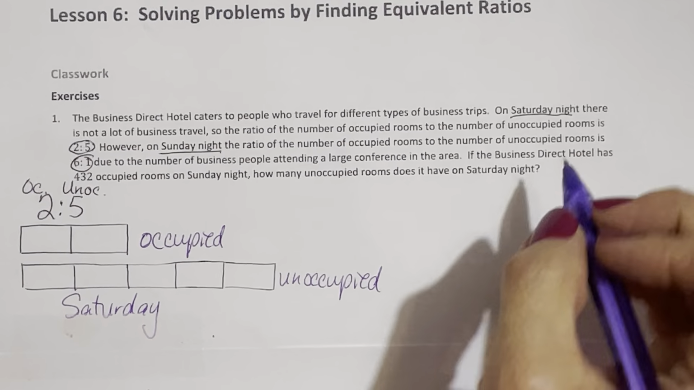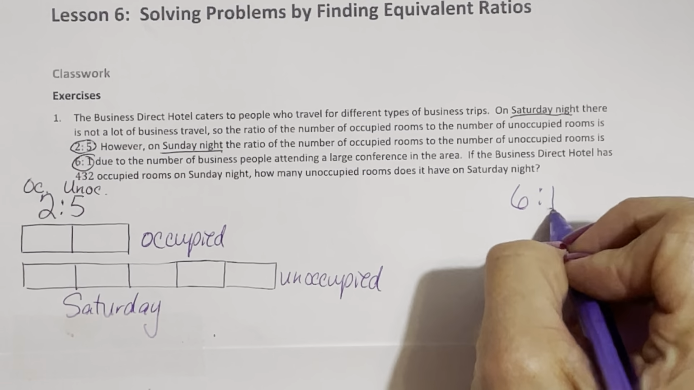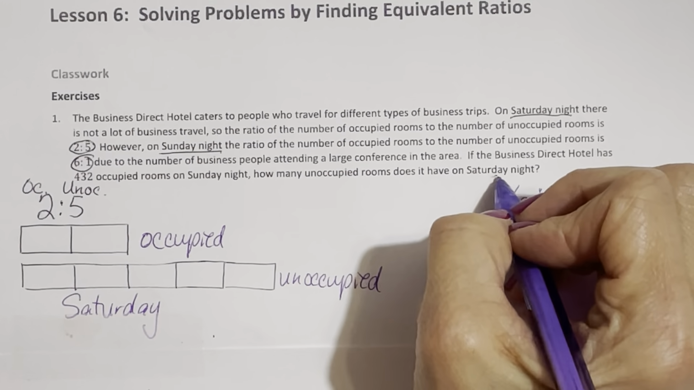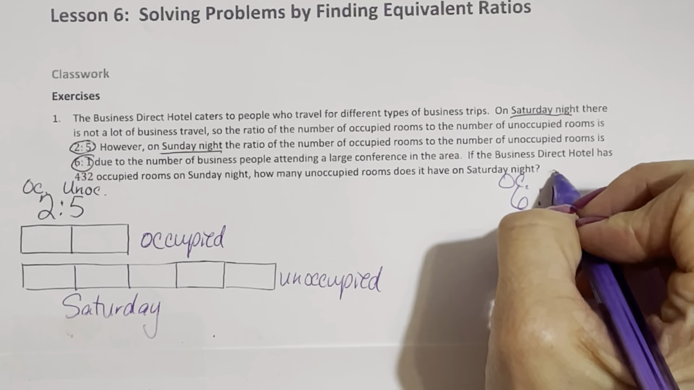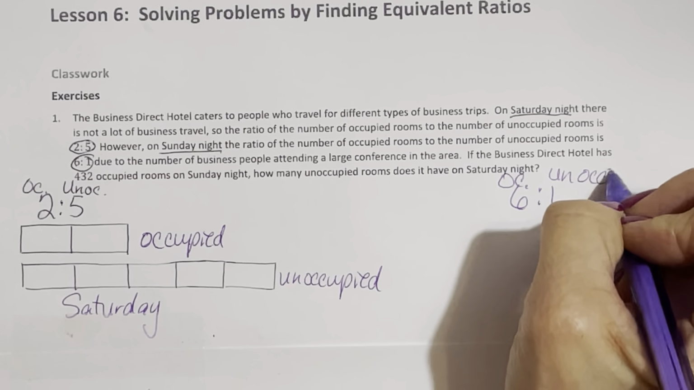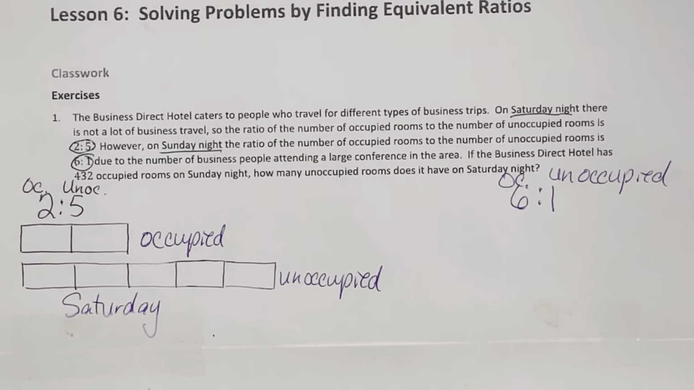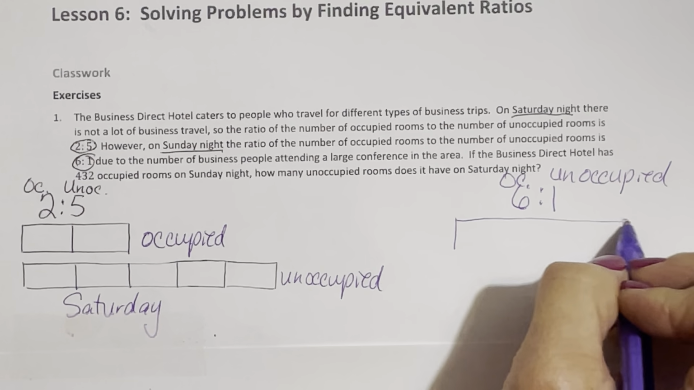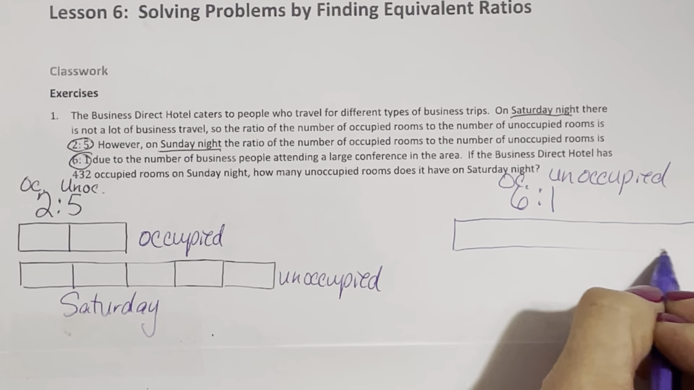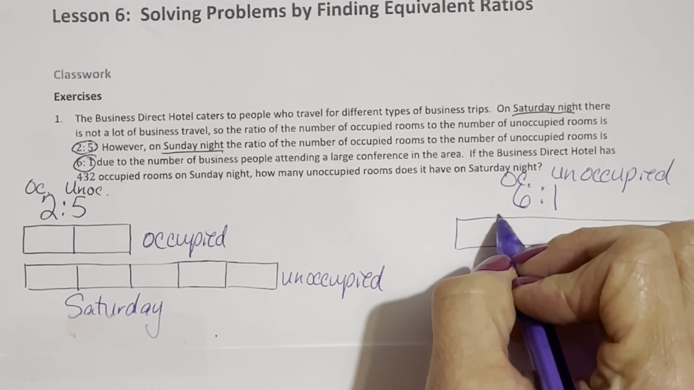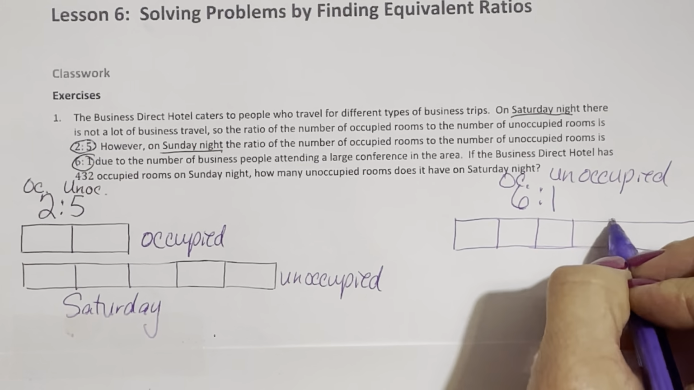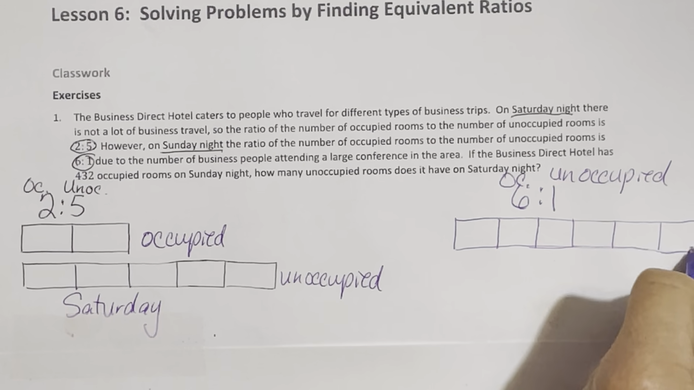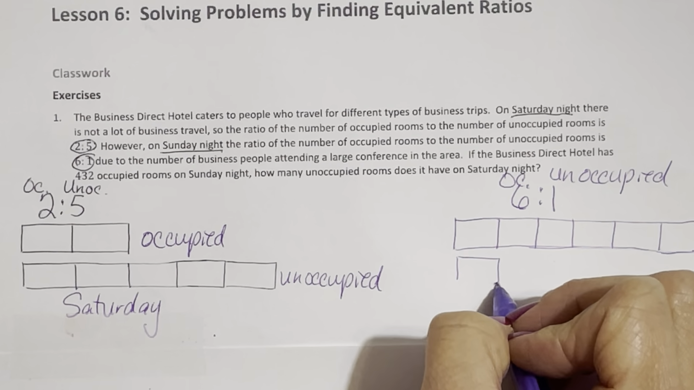Now let's go over here, and we're going to do 6 to 1. Again, on Sunday night we've got occupied to unoccupied. I'm just writing some little notes up here so I remember which is occupied and which is unoccupied. Then we have the 6 to 1 ratio, and we can show that: 1, 2, 3, 4, 5, 6, and 1.